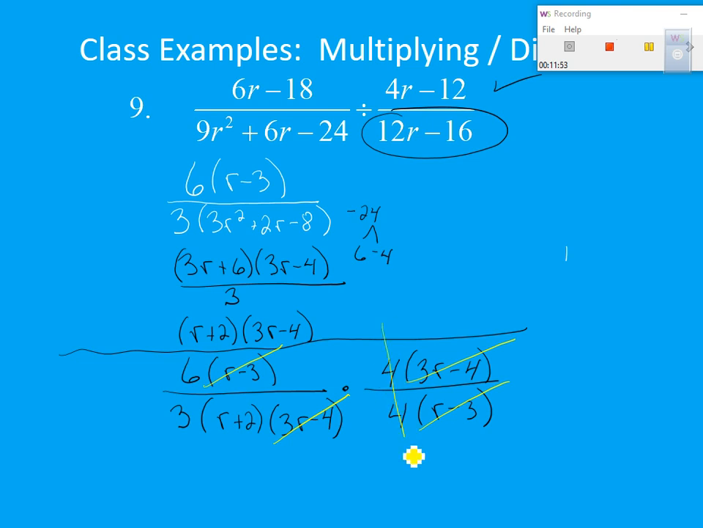These 4s divide out. 3 goes into 6 2 times. So it looks like my ending answer, 2 over r plus 2. So that's how we handle division. I only did one example there because it relates to multiplication, but that's how you handle the division. So I've hit reducing, I've hit multiplying, I've hit dividing.